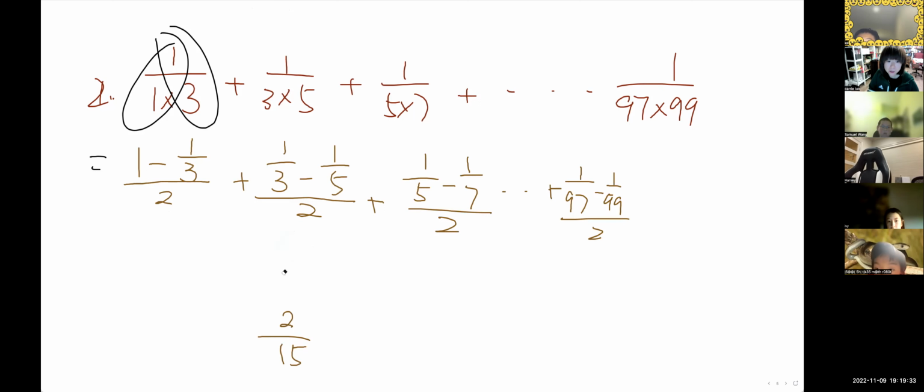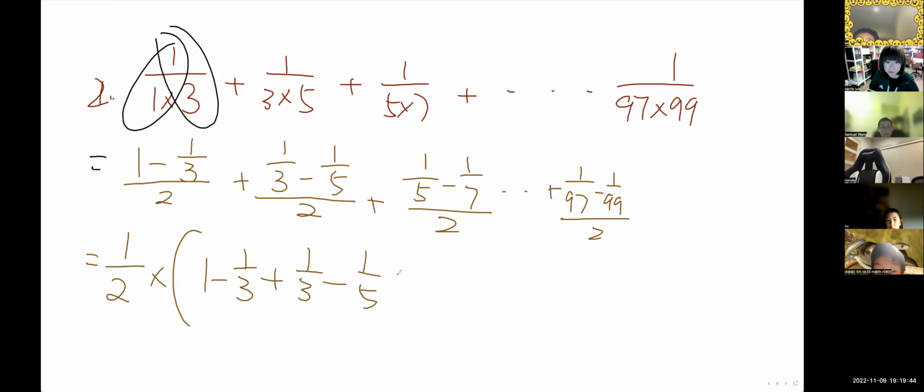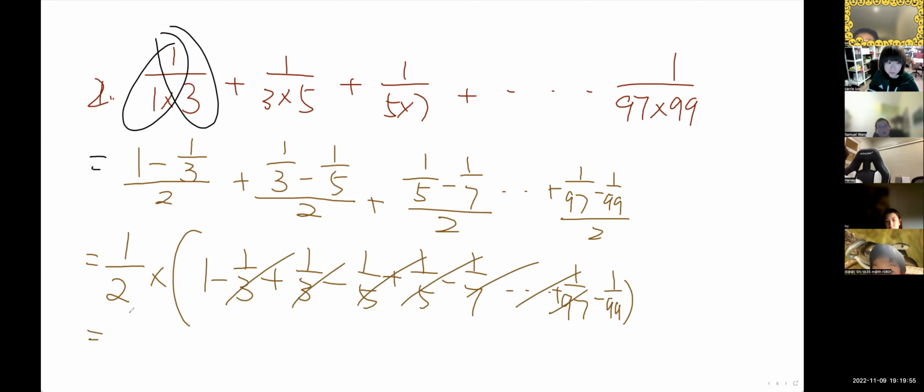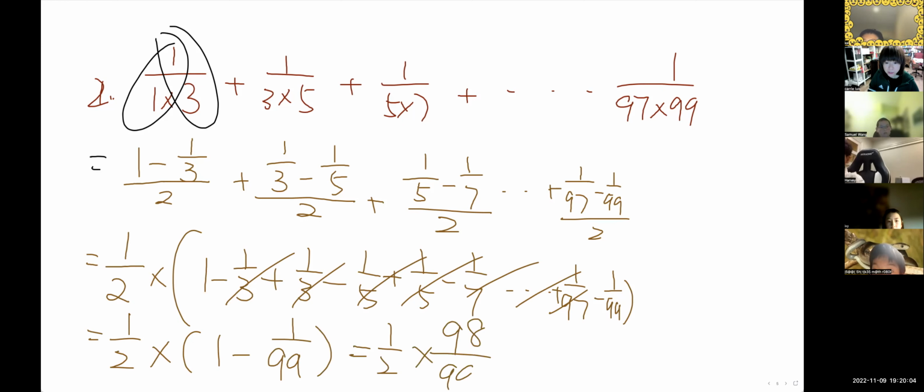Okay, so how do we do this one? Very easy. Because every single equation has been divided by 2, I can just use 1 over 2 times 1 minus 1 over 3 plus 1 over 3 minus 1 over 5 plus 1 over 5 minus 1 over 7, and all the way to plus 1 over 97 minus 1 over 99. Correct? Still all the middle numbers are gone, so it's 1 over 2 times 1 minus 1 over 99. So equals 1 over 2 times 98 over 99. So the answer is 49 over 99. Get it?